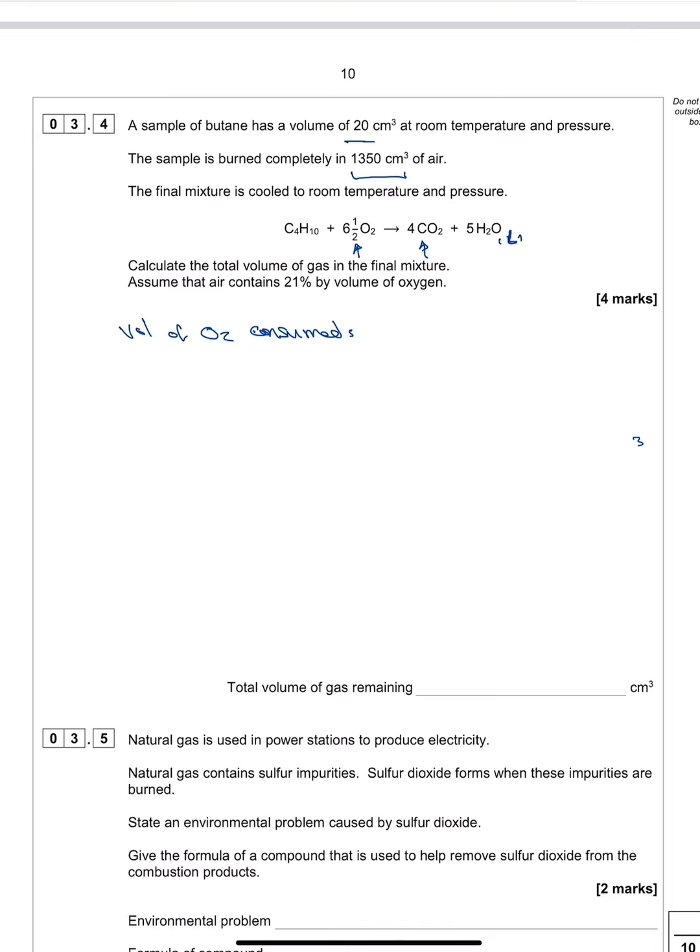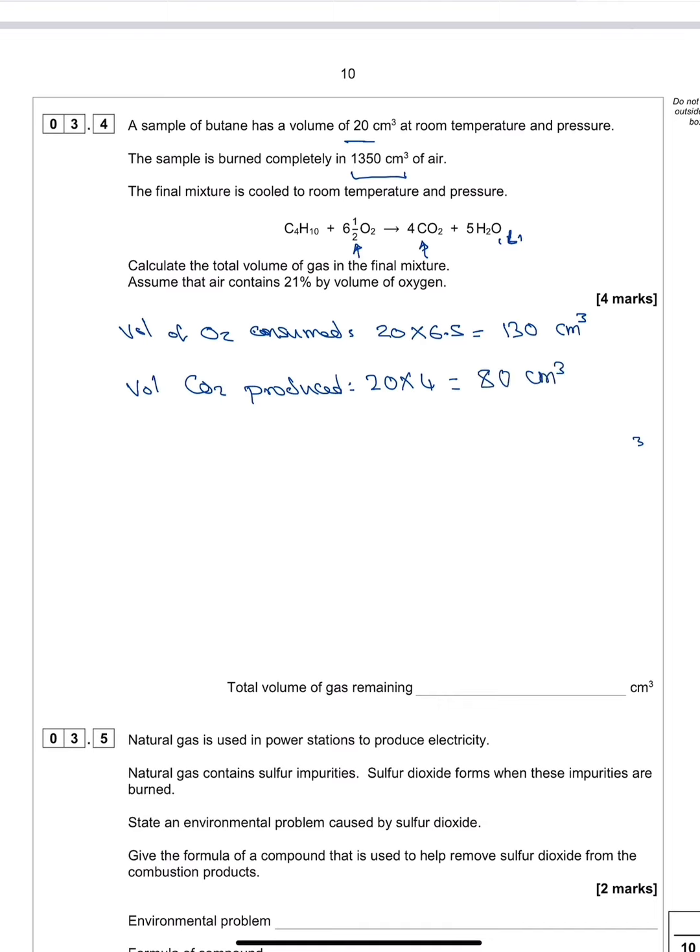From the balanced equation, we're going to find that 6.5 moles of oxygen will be used to burn 1 mole of the butane, which means that the 20 centimeter cubed of the butane will need 6.5 times that of oxygen. So 20 times 6.5 will give you 130 centimeter cubed. So this is the volume of the oxygen consumed. And then the volume of carbon dioxide that is produced will be 4 times the volume of the butane that was burned. So 20 times 4, because there are 4 moles of carbon dioxide, which means 80 centimeter cubed.